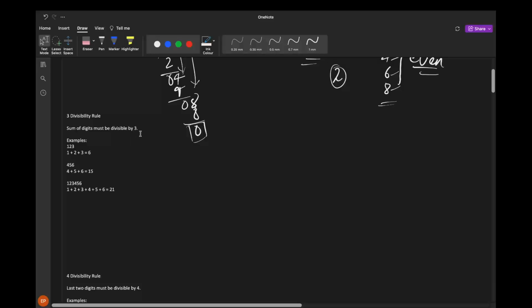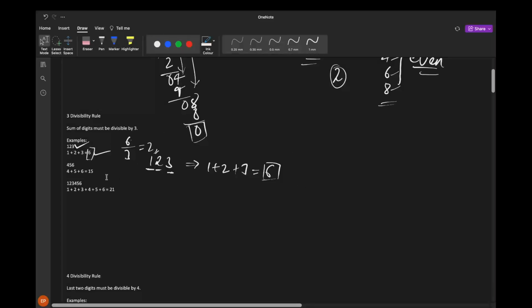The sum of digits must be divisible by 3. If I take 123 as an example, the sum of digits means the individual digits of 123. The digits are 1, 2, 3. We have to sum 1 plus 2 plus 3. For any given number, if you sum the digits, we should get a result which is divisible by 3. Adding 1 plus 2 plus 3 gives 6, right? 3 is dividing 6 completely, right? So if the sum is divisible by 3, then the given number will be divisible by 3.